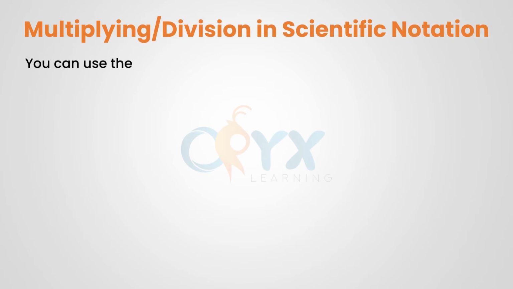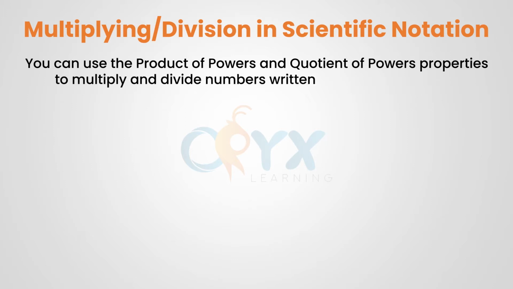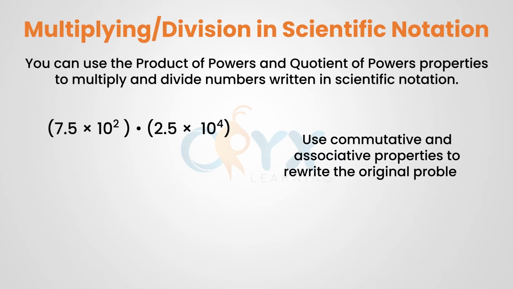You can use the product of powers and quotient of powers properties to multiply and divide numbers written in scientific notation. For example, 7.5 times 10 squared times 2.5 times 10 to the fourth. In order to start this, we can rewrite the problem using the commutative and associative properties, making it 7.5 times 2.5 times 10 squared times 10 to the fourth.